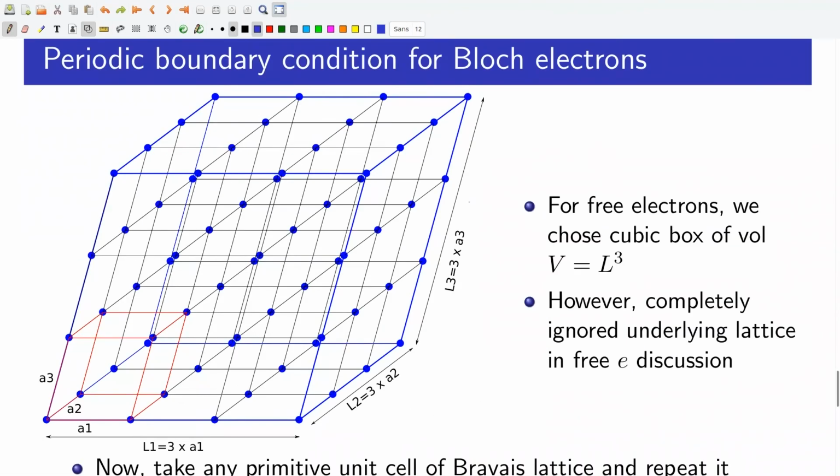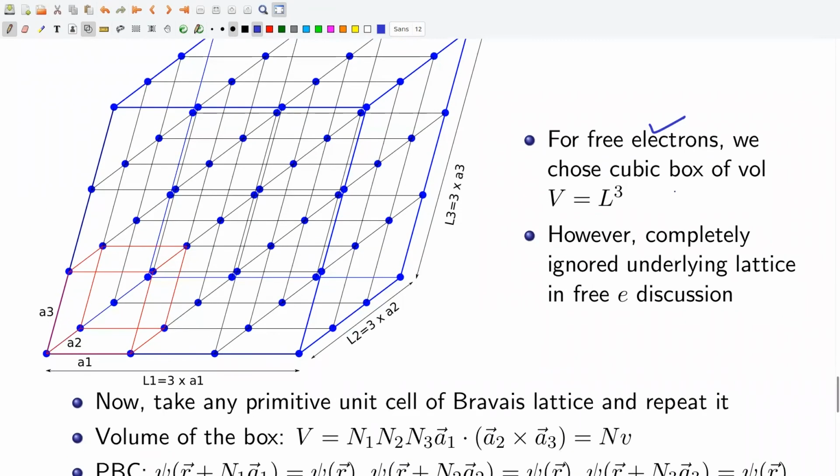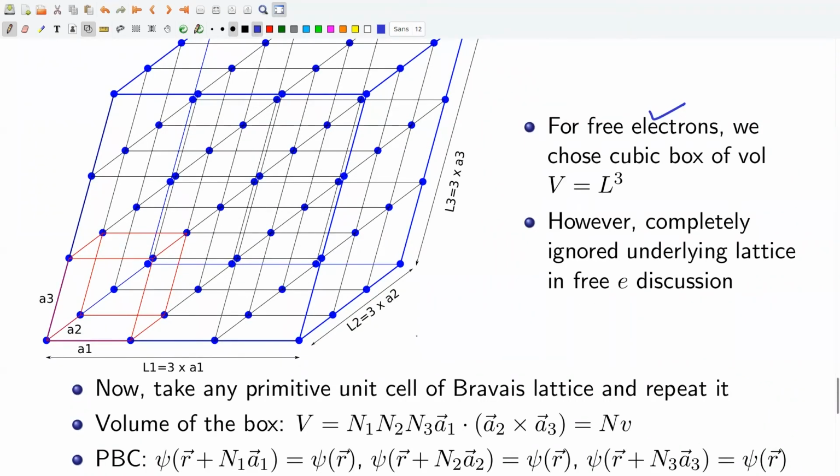We solved the problem of free electrons in a periodic box of volume V. Let us now try to do the same for Bloch electrons in a periodic box. In case of Bloch electrons, the big box of volume V is made of small unit cells representing the underlying lattice. The volume of the big box V is given by the number of unit cells present in that box times the volume of each unit cell, that is N times v.